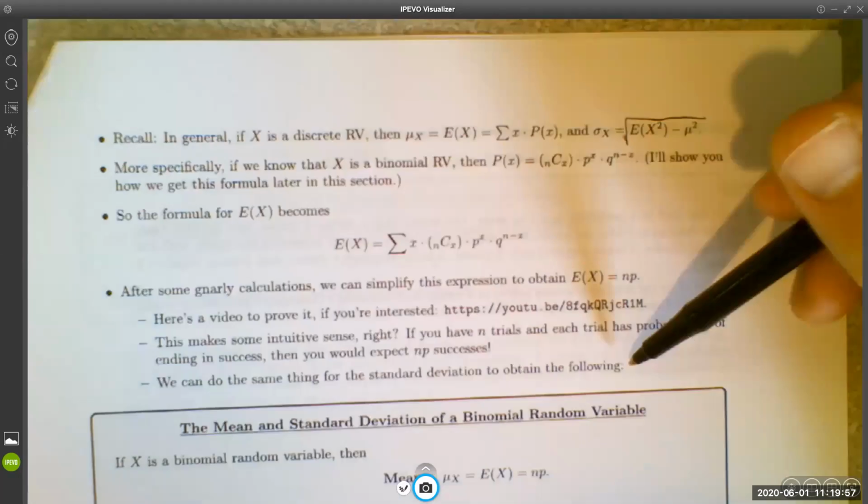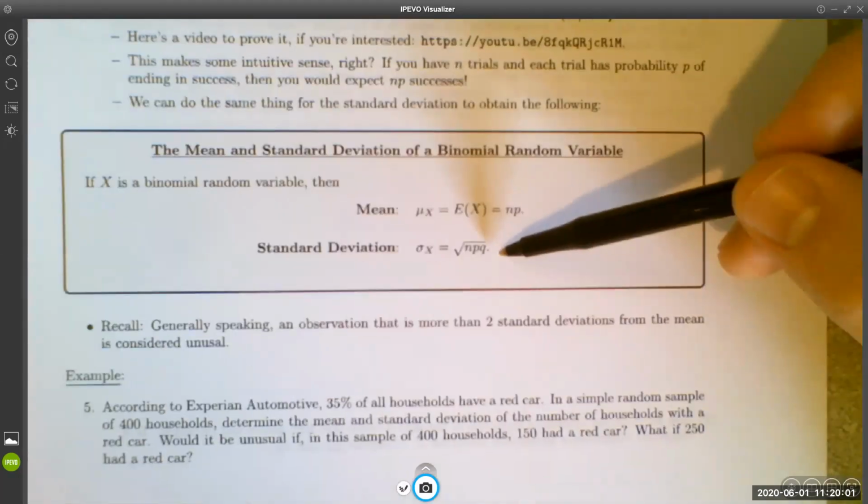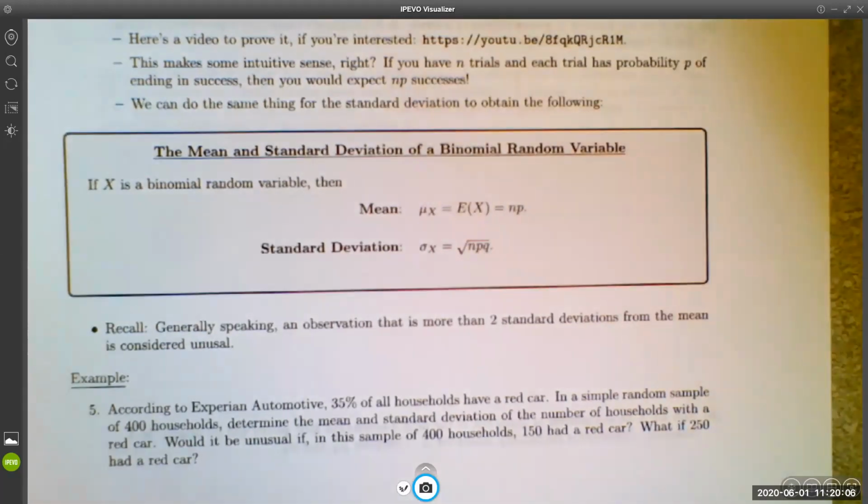We also have a shortcut formula for the standard deviation. Here's the shortcut formula for the standard deviation, okay? So it's just the square root of n times p times q, which is really, really nice.